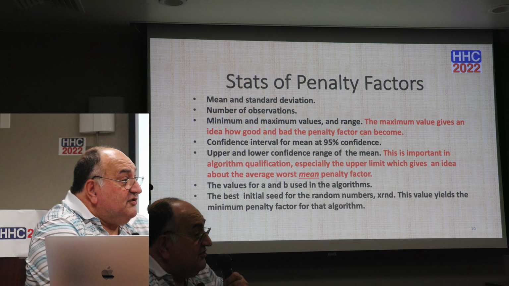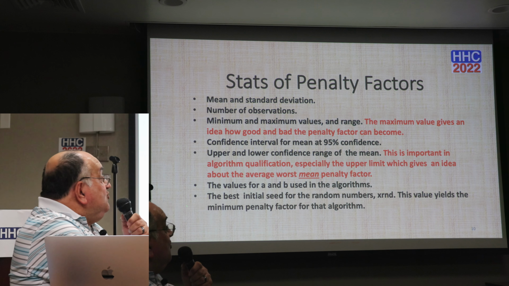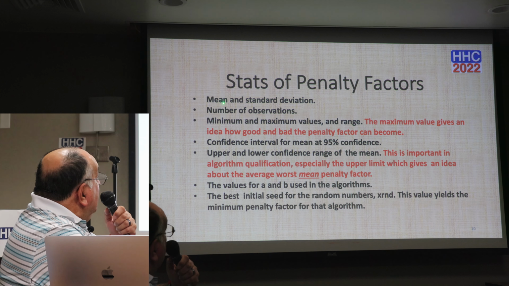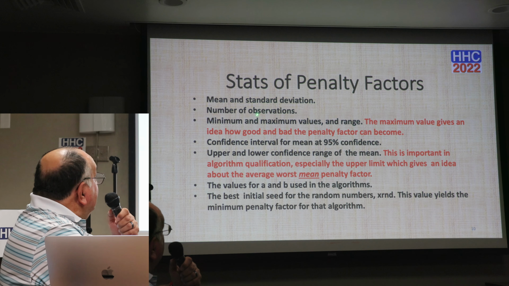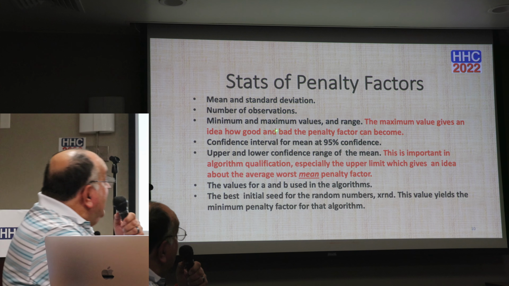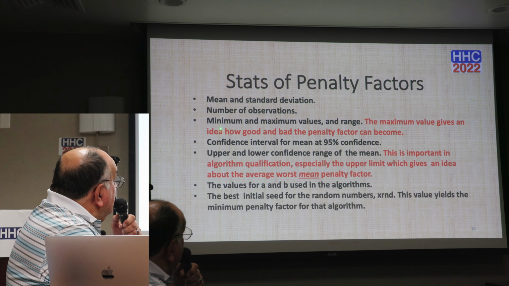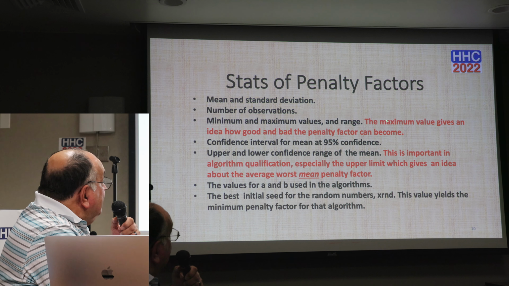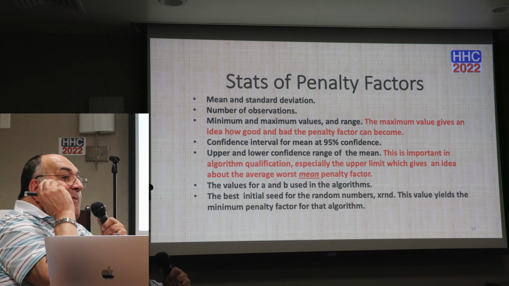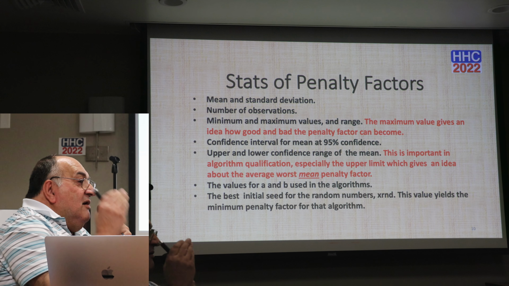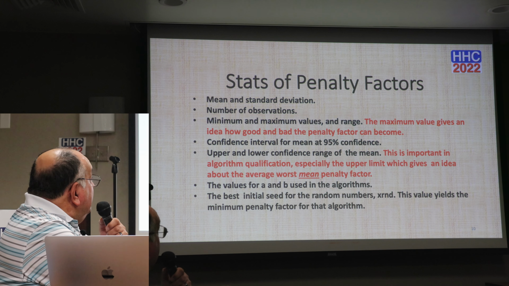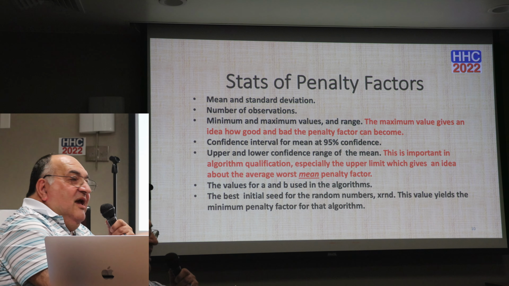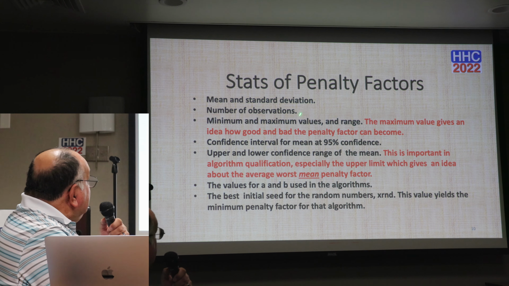Now the statistics for the results from stage 1 and 2: I get the mean and standard deviation, of course the number of observations, then the minimum and maximum values and the range. The maximum value gives us an idea of how bad things can get. But don't get too hung up on the minimum and maximum, because they're more for the optimistic and pessimistic. And the reality is in between somewhere.